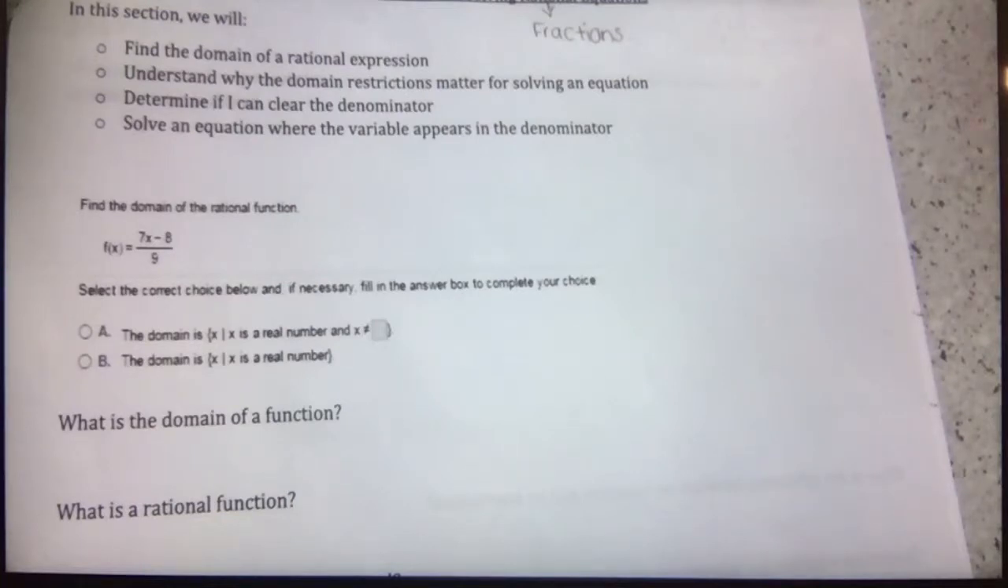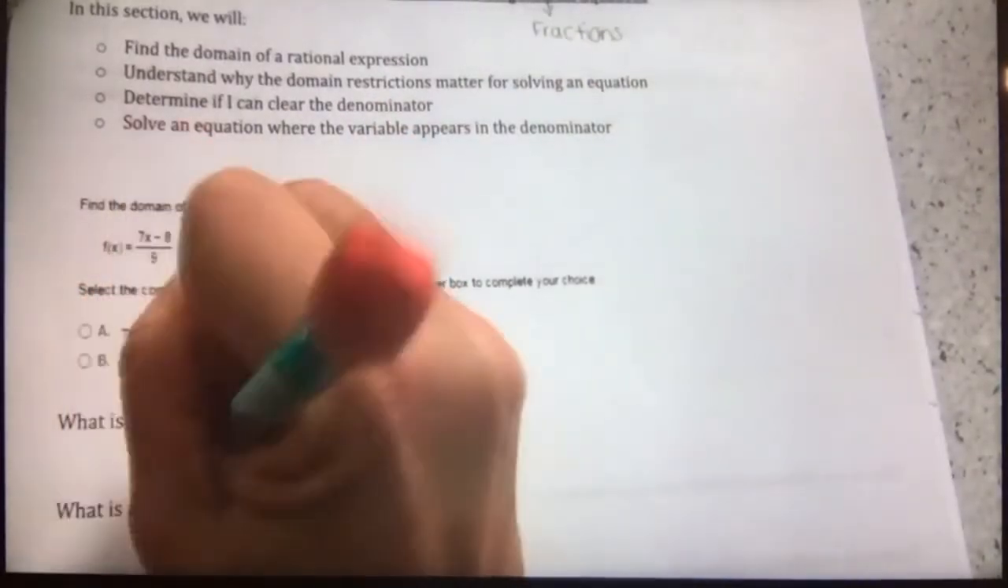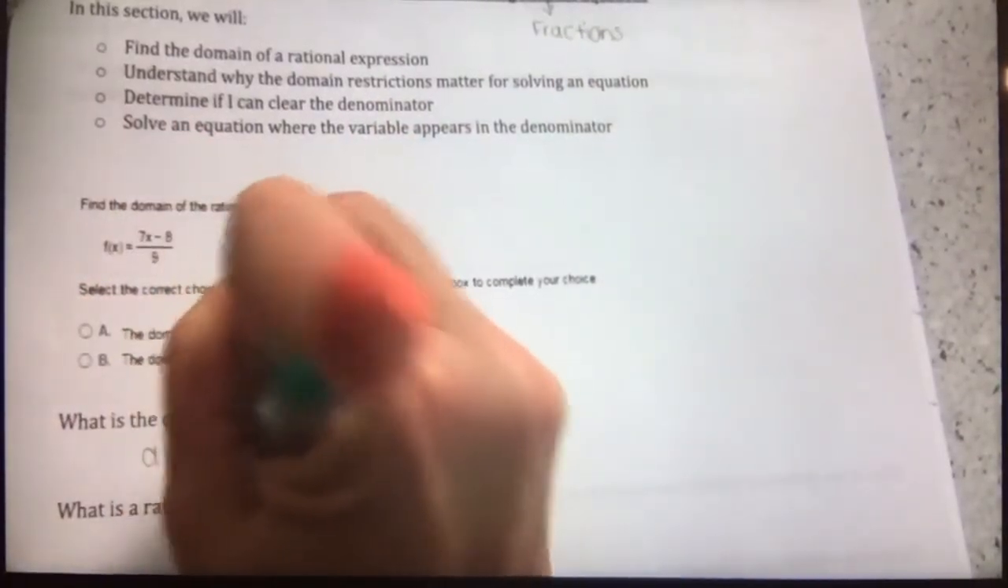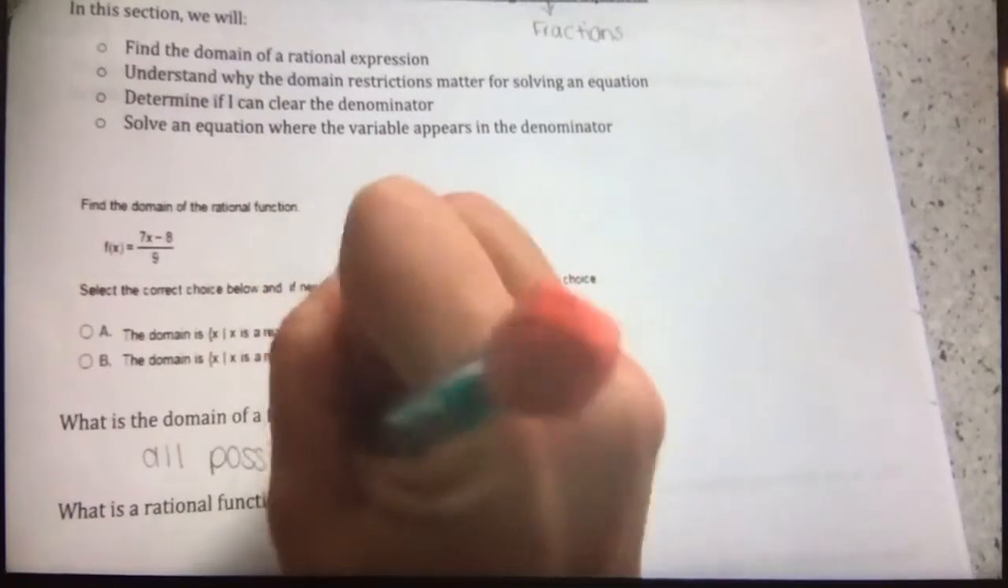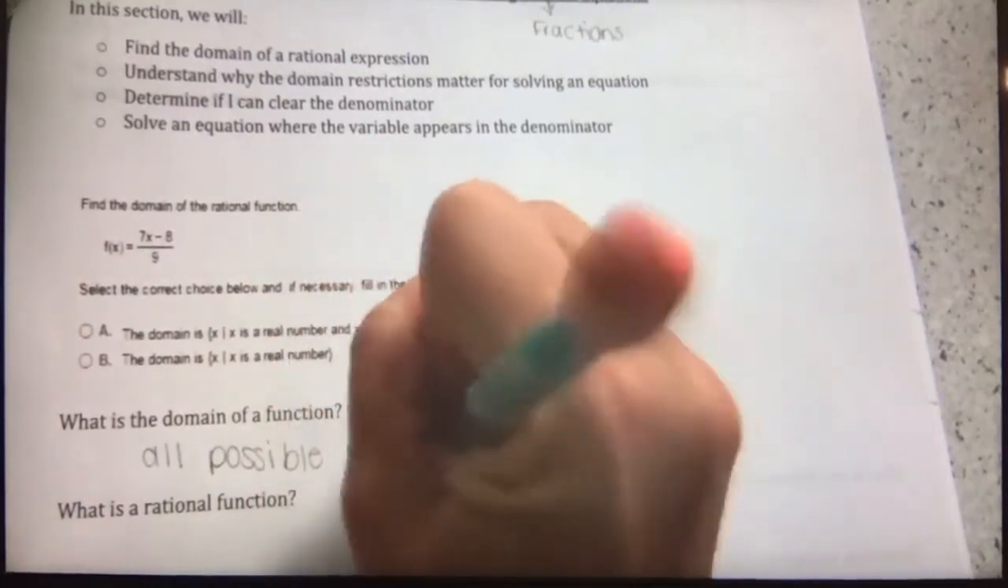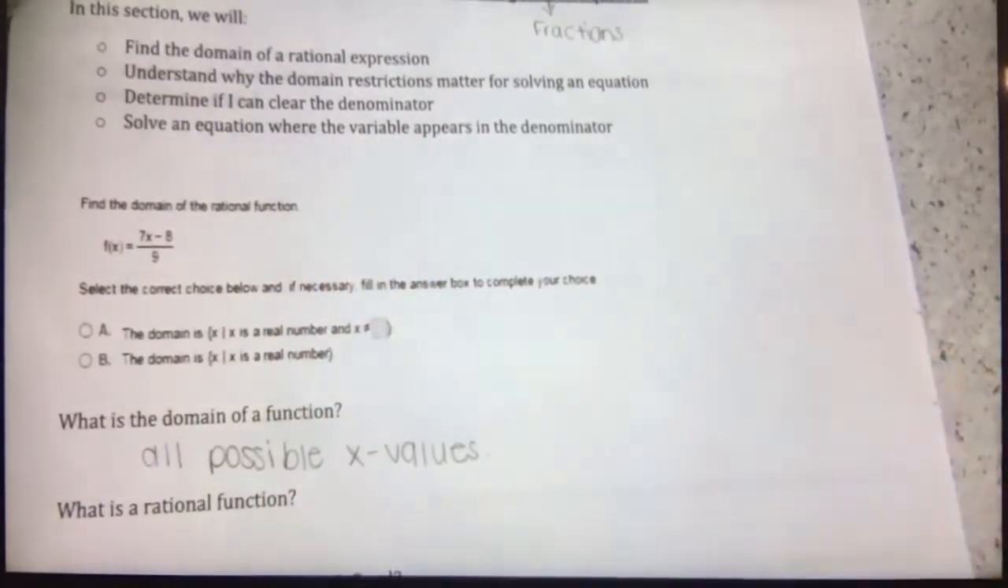All right, so finding the domain of the rational function f of x equals 7x minus 8 all over 9. Before we even answer this question, what does it mean to find the domain? What is the domain of a function? The x values, good. So all possible x values. It's basically saying, what could I plug in? What could x be?